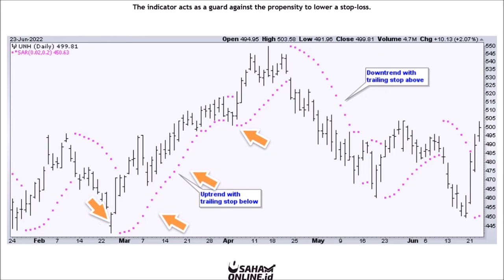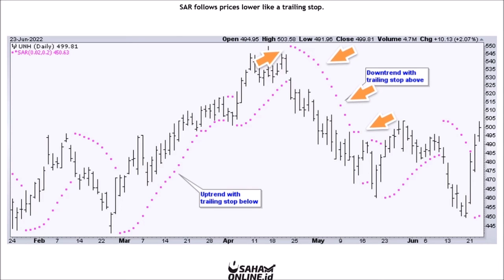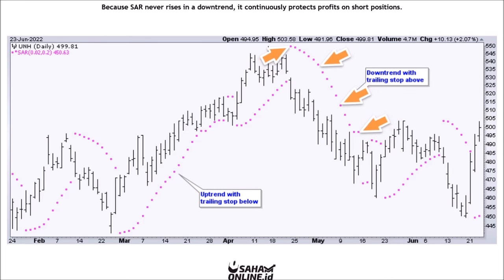The indicator acts as a guard against the propensity to lower a stop loss. Once price stops rising and reverses below SAR, a downtrend starts, with SAR above the price. SAR follows prices lower like a trailing stop. The stop continuously falls as long as the downtrend extends. Because SAR never rises in a downtrend, it continuously protects profits on short positions.